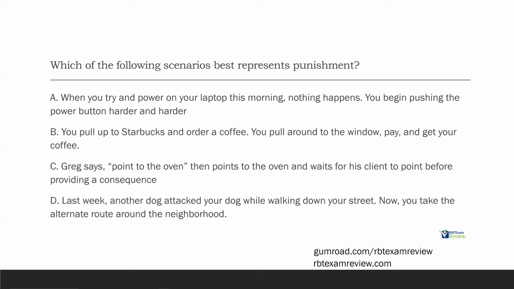D is going to be our best answer. It's the only one where behavior decreased and changed due to a consequence. Okay. A, the behavior didn't decrease or change. It went through an extinction burst. B, it was reinforced. And C, we're not sure. D is the best answer for what represents punishment.